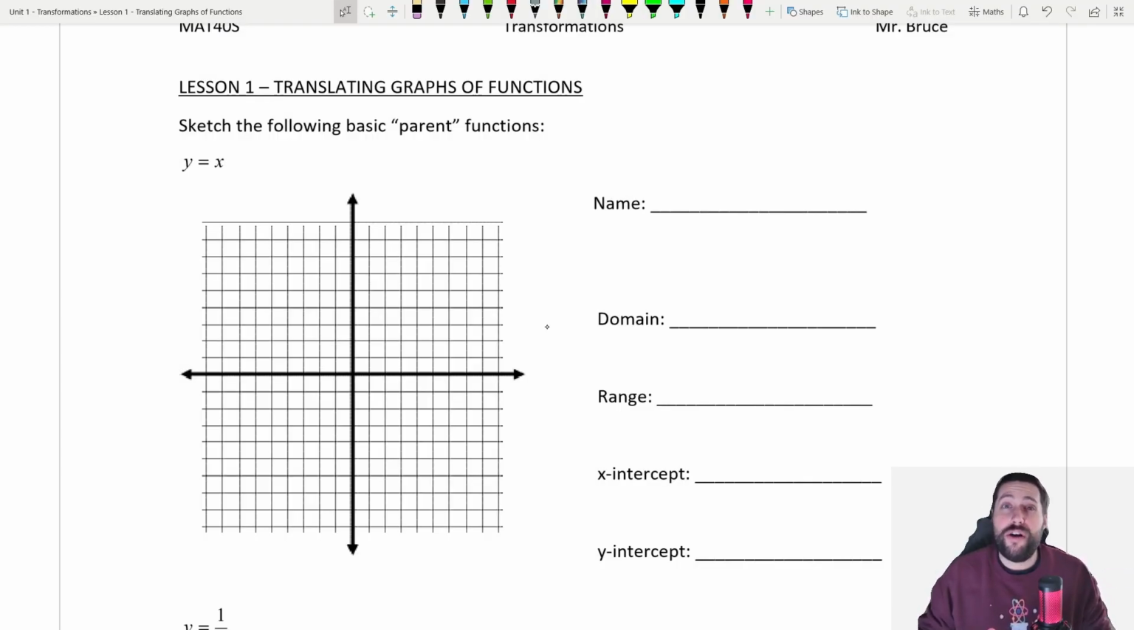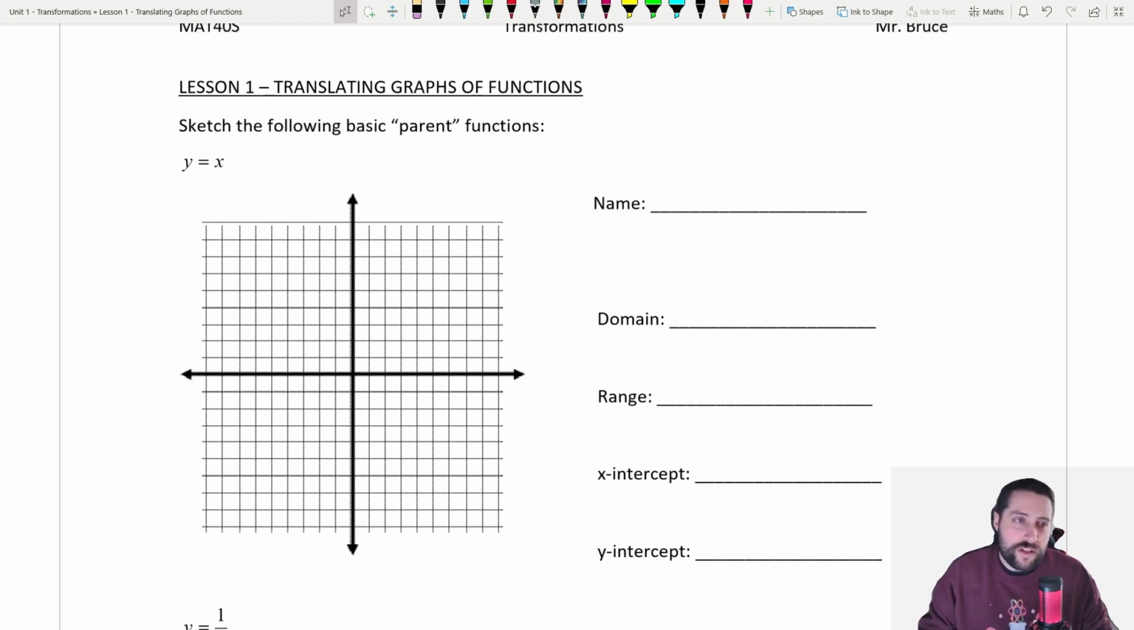Today we're going to be starting off our new unit on transformations of functions, starting with lesson number 1, translating graphs of functions. So let's get started. We're going to sketch the following basic parent functions. We're going to go through the different functions that we will be transforming, basically picking up and moving around, stretching and compressing, throughout this unit. So it's best that we know what the original graphs look like.